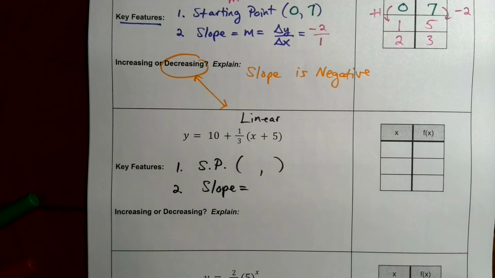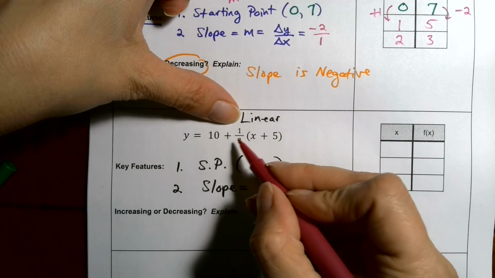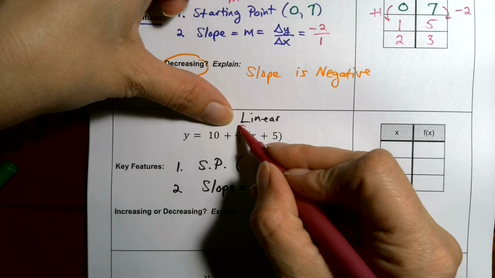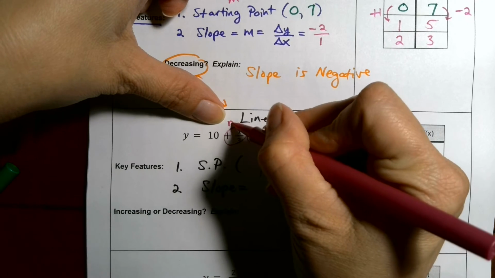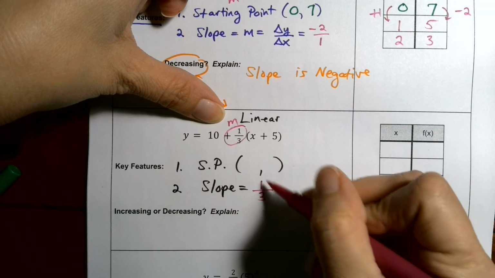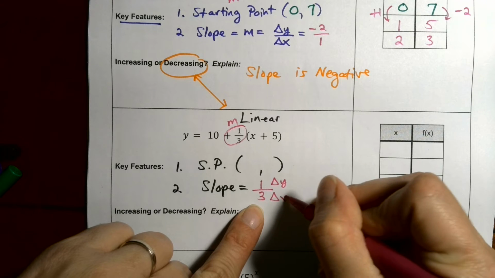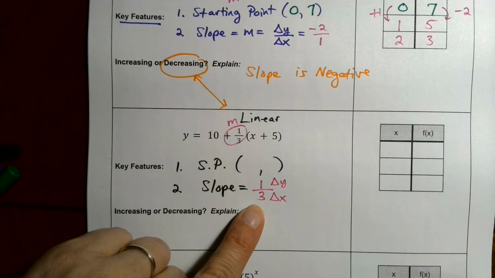I'm going to do the slope first. In front of the x is where you find that slope. So the slope right here, you look at the sign in front, it's a positive. The slope is 1 over 3. It's positive, so delta y is 1, delta x is 3.